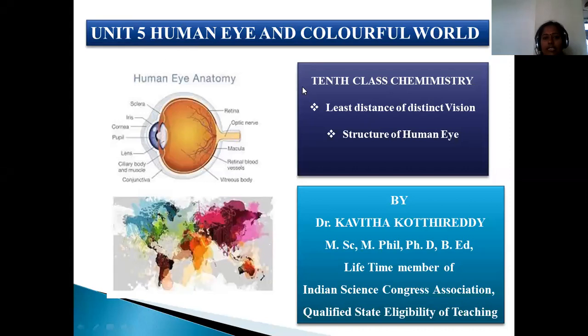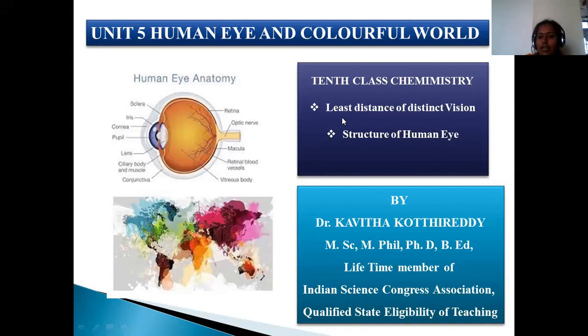Today's session, we are going to discuss 10th class physics. Here, we are going to cover Unit 5, that is Human Eye and Colorful World. How the human eye is able to capture light, what kind of objects are visible, and how far we are able to see without any disturbance or inconvenience. Those topics will be covered in today's session.